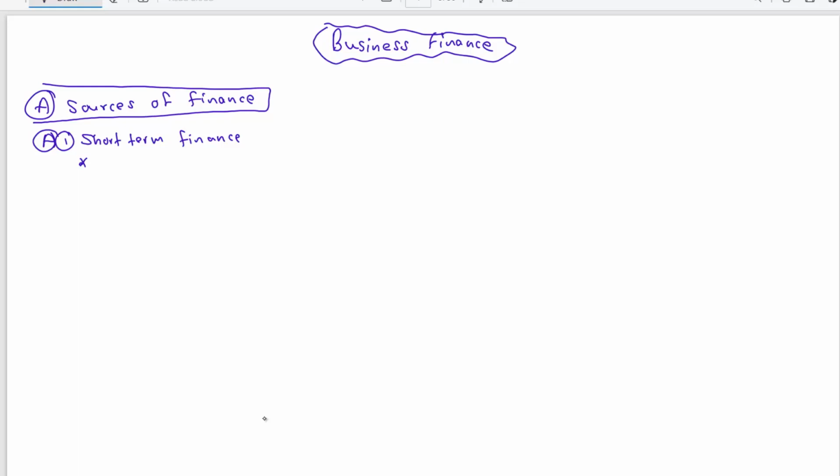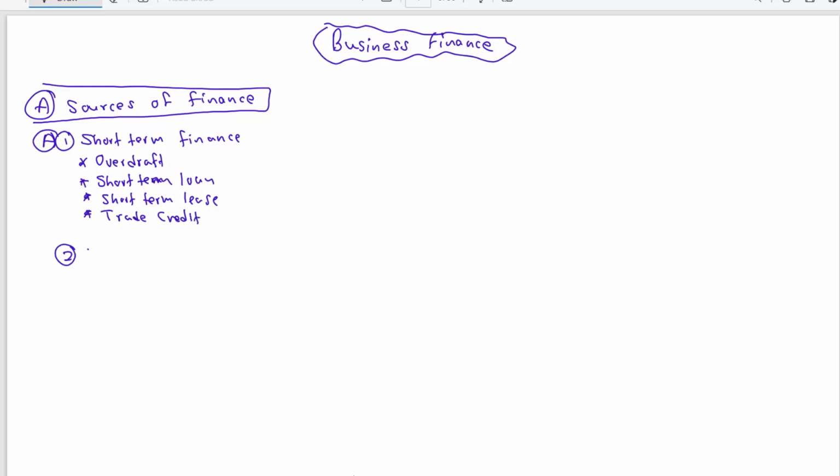First one is overdraft, short-term loan, then you have short-term lease, then you have trade credit.